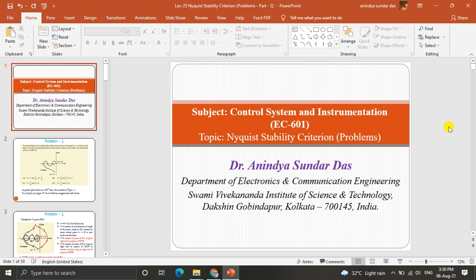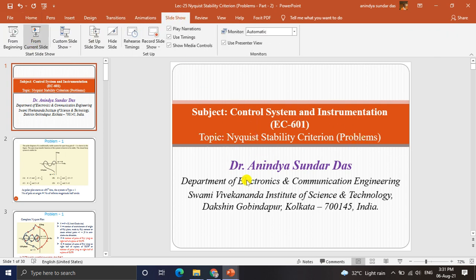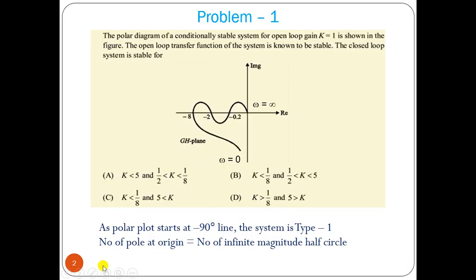In the last two lectures, I already discussed the concept of the Nyquist stability criterion in lecture number 23, and in lecture number 24 I discussed some problems on the Nyquist stability criterion. Now in this lecture video, I will discuss some problems, basically competitive exam problems, on the Nyquist stability criterion. Now let us take the first example, problem number 1.